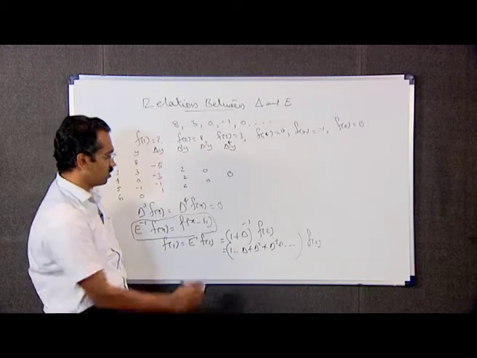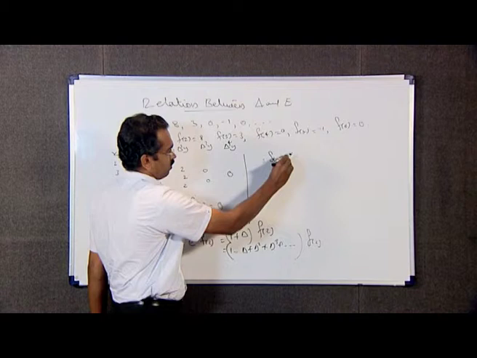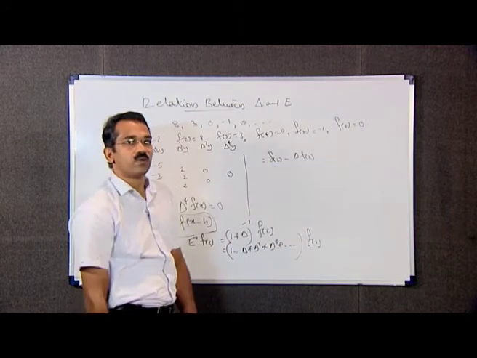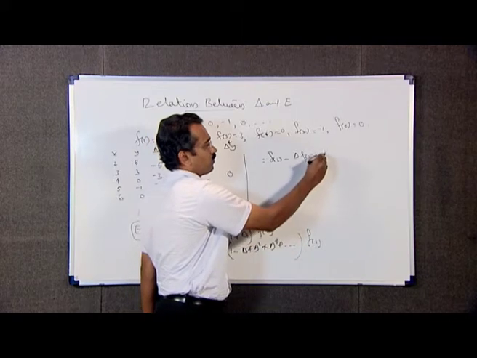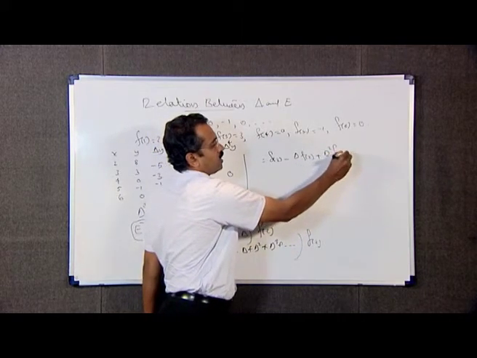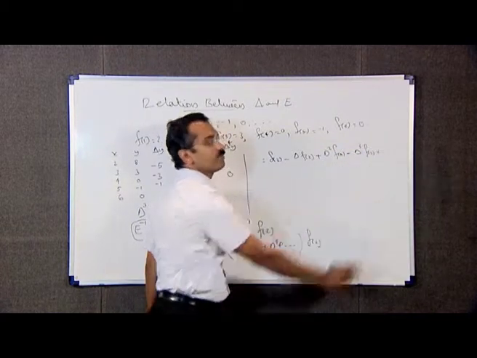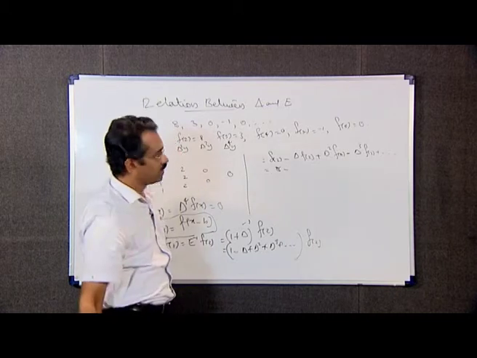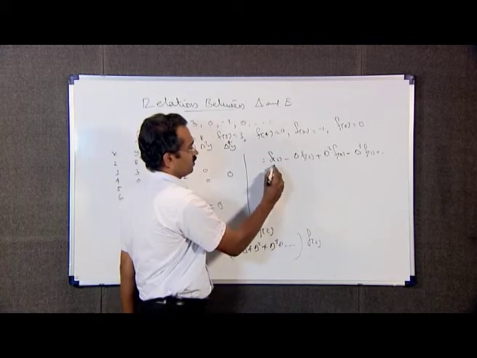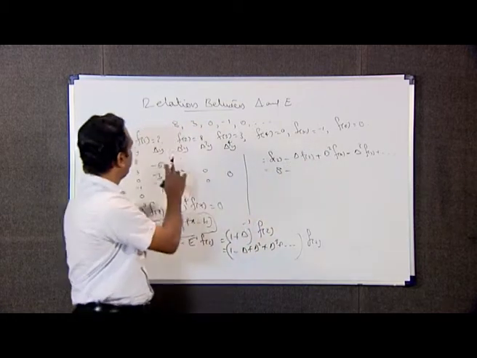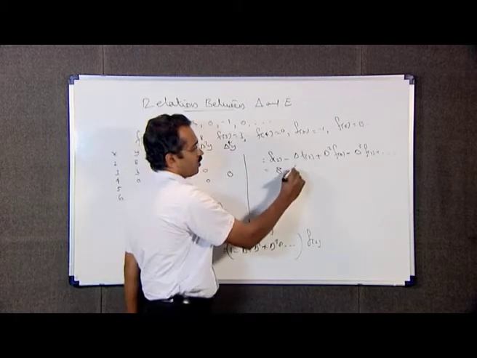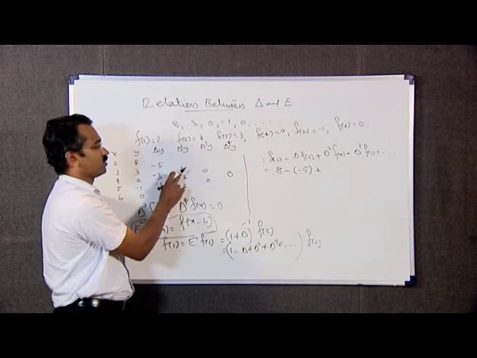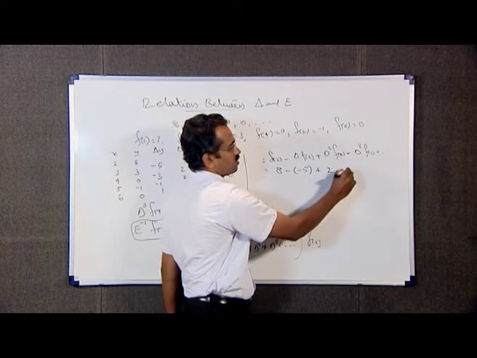This is equal to f(2) minus delta f(2) plus delta square f(2) minus delta cube f(2) plus etc., which is equal to f(2) is 8, minus delta f(2), that is the first difference, which is minus 5, plus delta square f(2), that is the second difference, that is 2, minus 0 plus 0 etc.